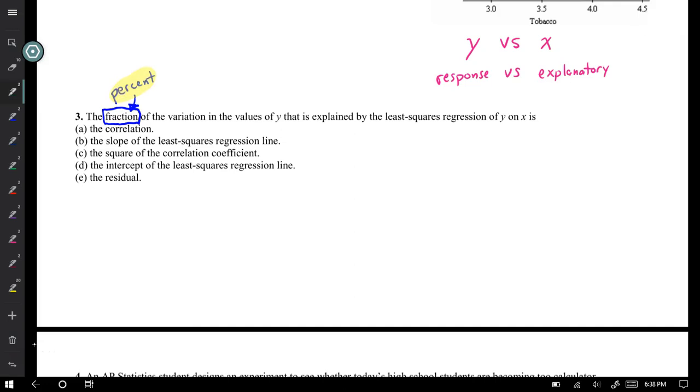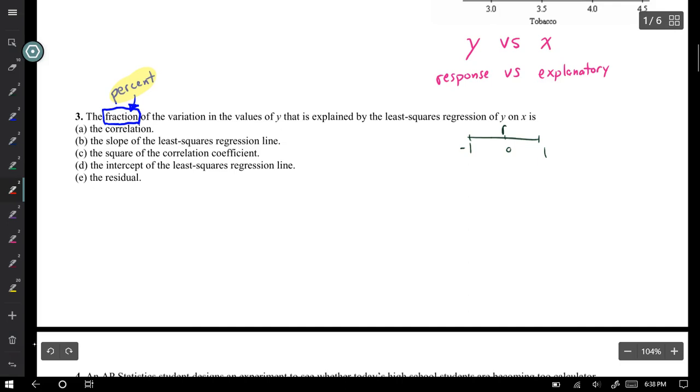The percent of the variation of the values of y that is explained by the least squares regression of y and x is, well, that's not like a definition. So let's try this out. Is it the correlation? Well, correlation is between -1 and 1, like the picture above showed. So maybe there's a chance. So we'll keep that one.